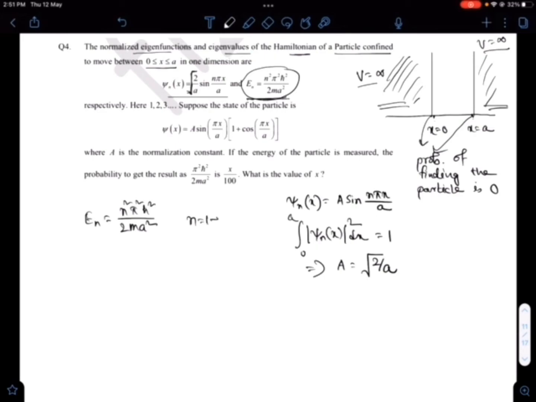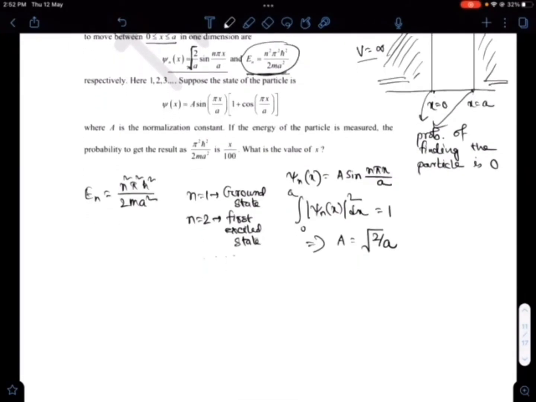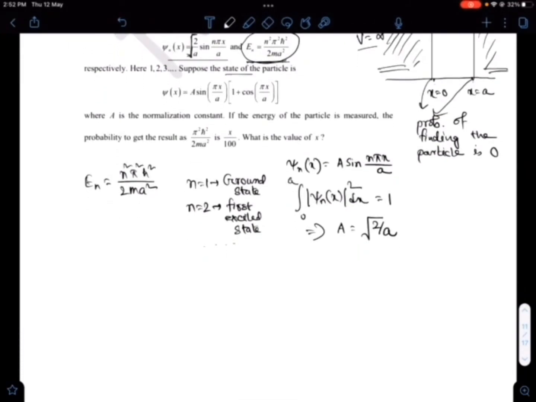So n equal to 1 means this is the ground state, and 2 means first excited state, and so on, and similarly for n equal to 3, 4 and so on. So this is the eigenfunction and eigenvalue. Now suppose the question states that the state of the particle is this: a sine pi x by a into 1 plus cos pi x by a.